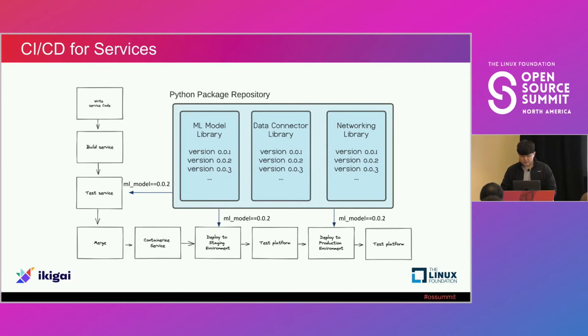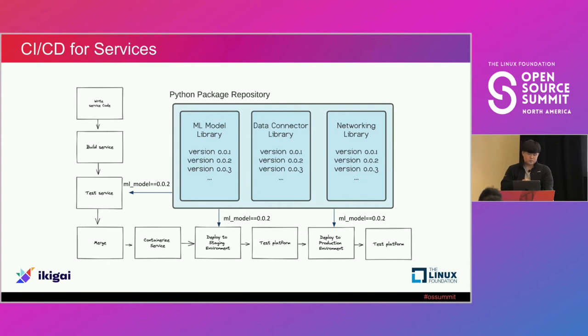And now for services, it looks a little different because it utilizes a Python package repository in its entire CI/CD pipeline. So I'm going to walk through it. You write service code, you compile the protobuf, and then when you're testing the service, to fully test how the service works, like what it can do, sometimes you have a dependency on the libraries, right? And that's when you download some specific version of the ML model library that you want to test the compatibility with. So on that spot, you download it, and you merge the code, which is not related to the ML library now. You containerize the service.